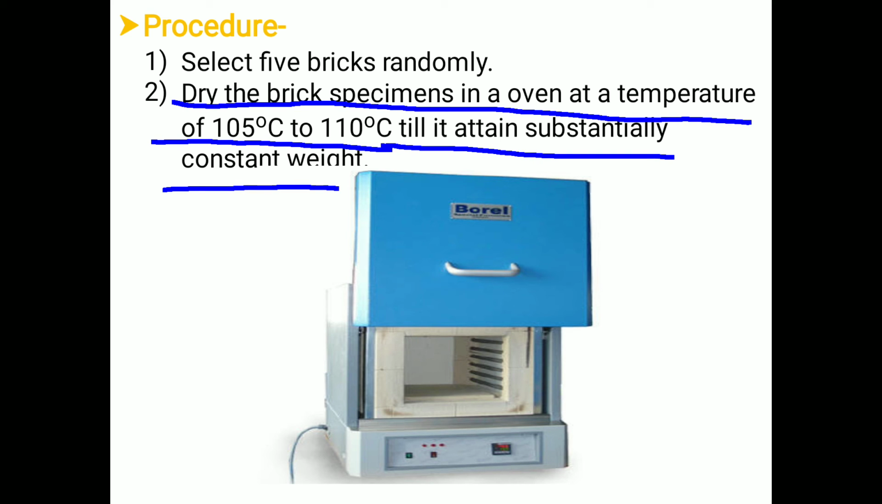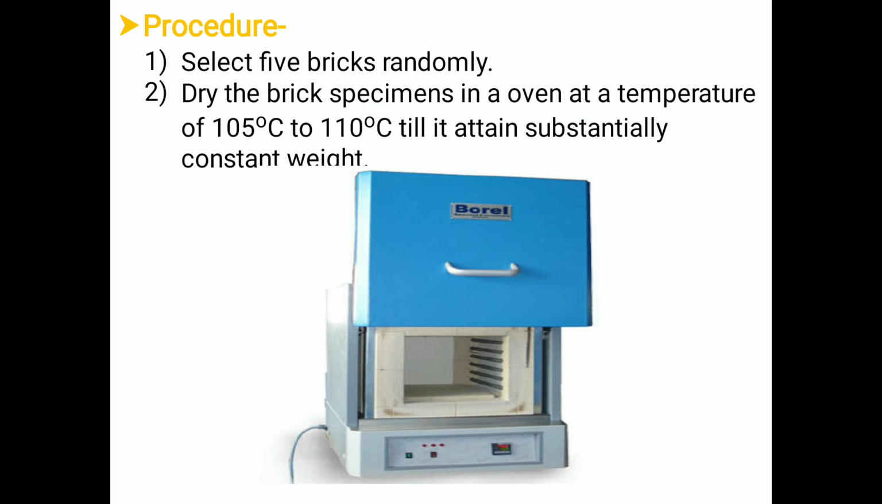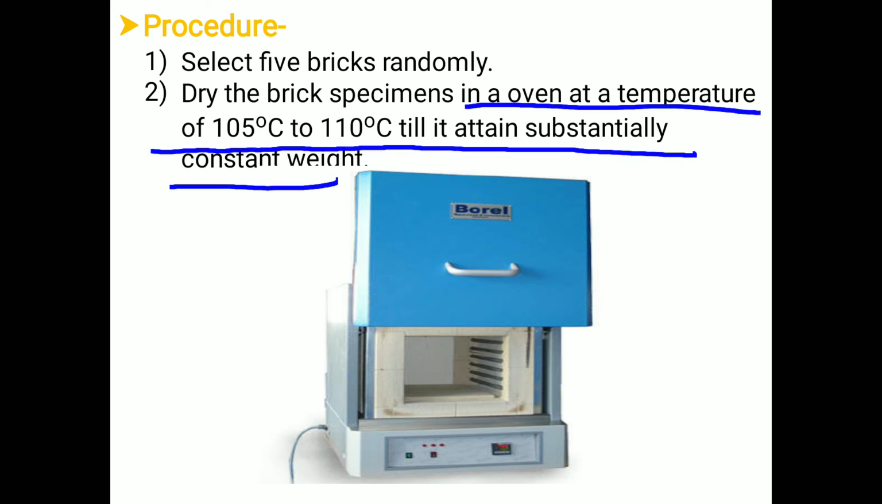So the second procedure is, after selecting 5 bricks randomly. The first procedure is to select any 5 bricks randomly. After that we have to keep those bricks, as a brick specimen, in an oven at a temperature of 105 degrees Celsius to 110 degrees Celsius till it attains substantially constant weight.